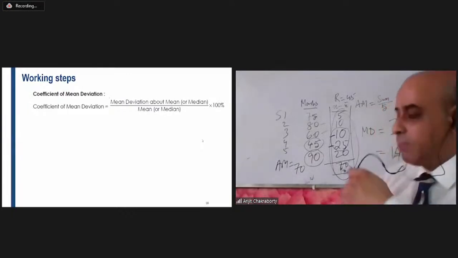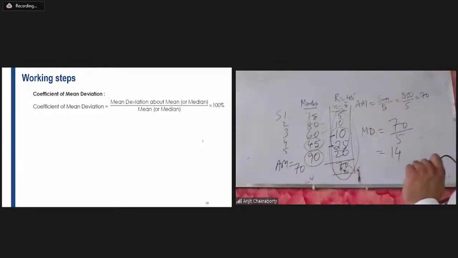So in this example which we have taken, you have got mean deviation is 14. So what will be the coefficient of mean deviation? It will be 14 divided by mean, which is 70. 14 by 70 into 100. That gives you 20%. You will get 20%. And therefore, it gives you 20%.